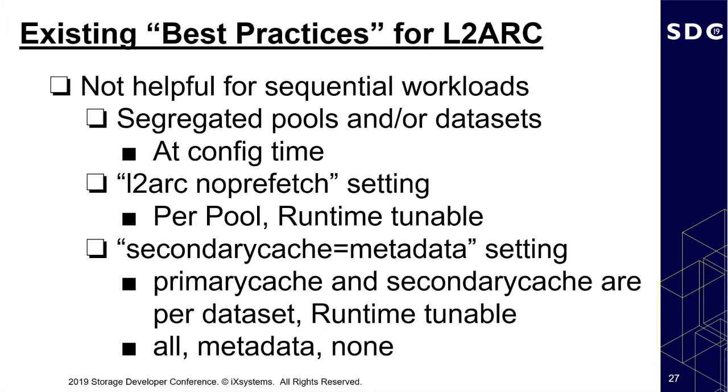So you have a pool over here that's for sequential streaming, and you have a pool over here that's for your random VM stuff. So you would fix that at config time, or at deployment time. There's a no prefetch setting that basically says, L2ARC, you can feed yourself anything out of ARC except for things that got there by the prefetcher.